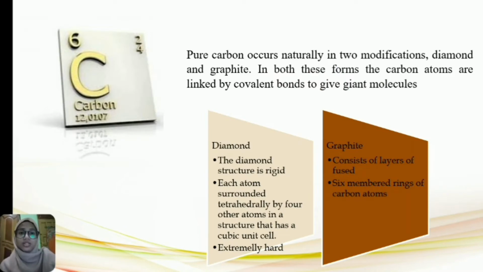Pure carbon occurs naturally in 2 modifications. First, diamond, and the second, graphite. In both these forms, carbon atoms are linked by covalent bonds to give a giant molecule. The difference between diamond and graphite: first, the diamond structure is rigid, and the second, each atom is surrounded tetrahedrally and extremely hard. And then graphite consists of layers of fused, thick membrane of carbon atoms.